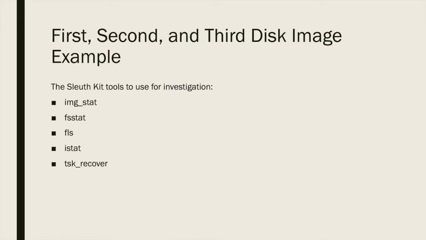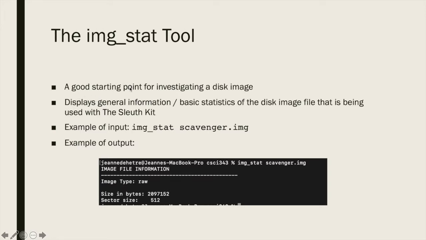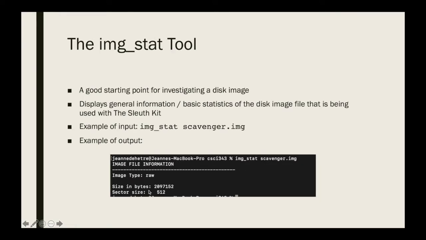So to get started, the first example is going to be named scavenger.img, and we're going to start off with the istat tool. The istat tool is always a good starting point for investigating a disk image because it's going to provide you with some very basic and general information on the disk image file that you are investigating. Looking at this output, it tells you that your image type is raw, your size in bytes, and your sector size, which 512 is pretty standard for a hard drive. So this all looks good.